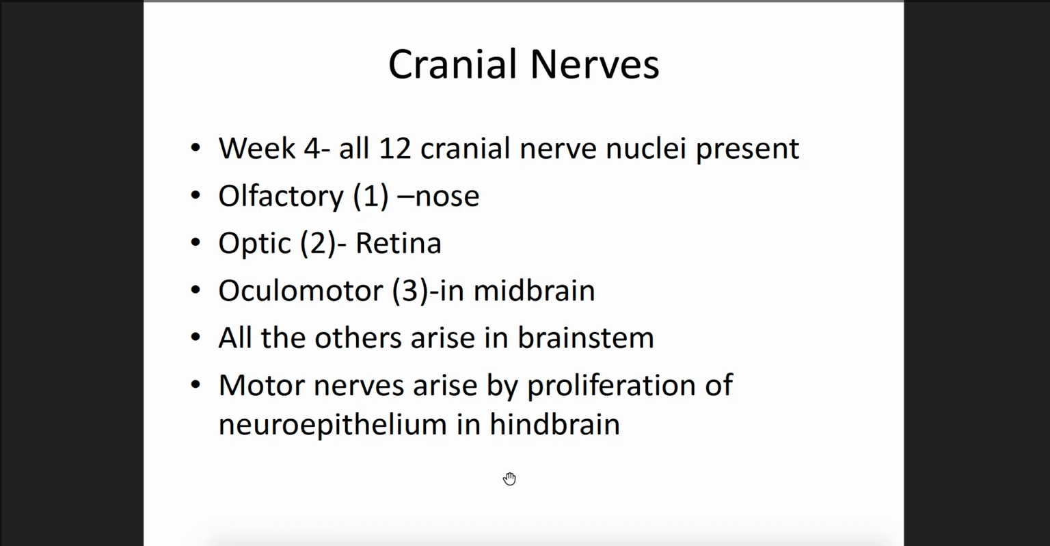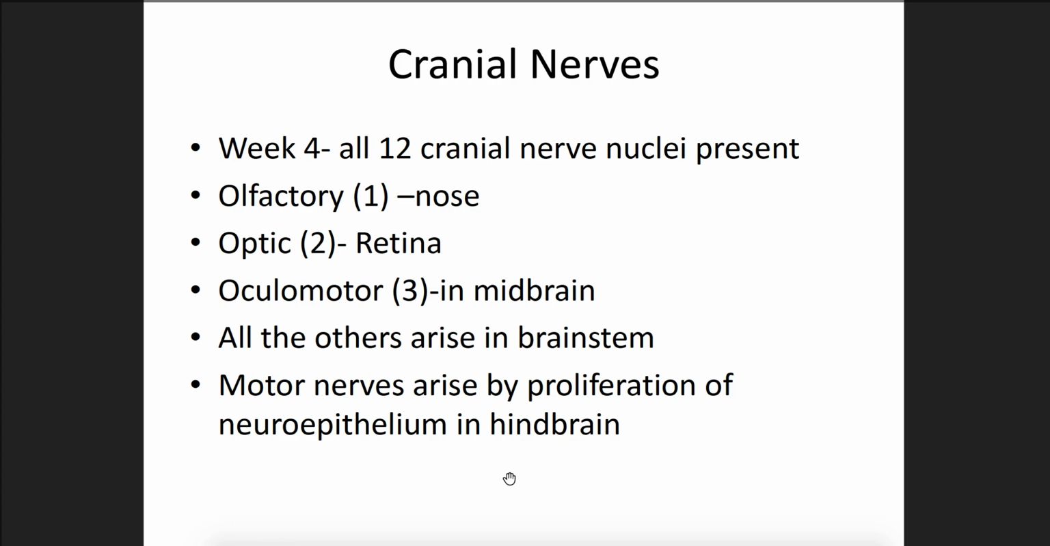Now you all know that there are 12 cranial nerves. Some are motor, some are sensory, and some are mixed, which means they have a motor component, sensory component, and autonomic component. By week 4, all the 12 cranial nerve nuclei are present. Apart from the olfactory nerve, optic nerve, and oculomotor nerve, all the other nerves arise in the brainstem.